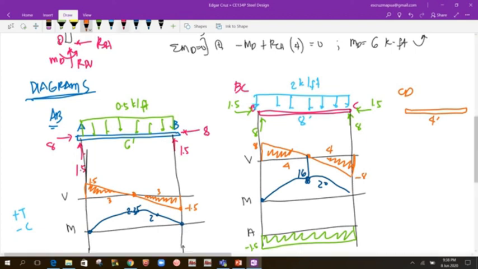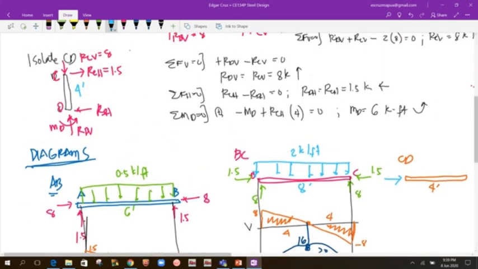So dito meron siyang RDV, no? So ito yung RDV, ito yun, no? So ito siya. Okay, so we have RDV. RDV is how much? RDV is 8. So 8.